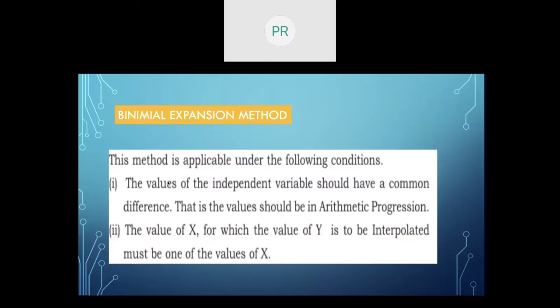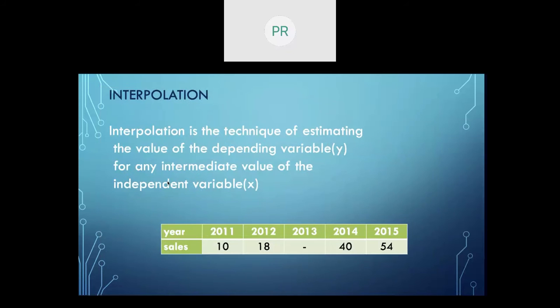The next condition: the value of x for which the value of y is to be interpolated must be one of the values of x. So when we get back to our example, we can see that the missing x value should be one of the values within the series.